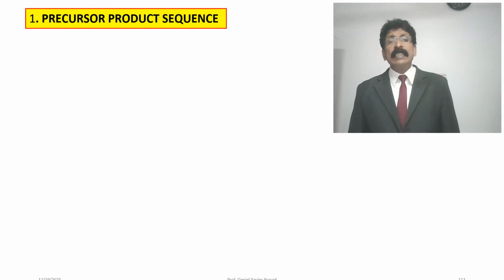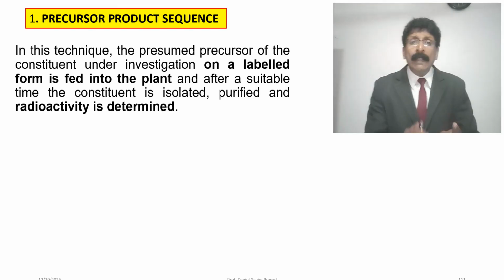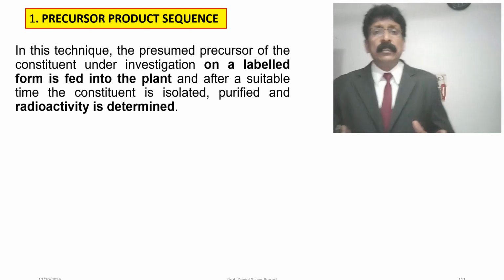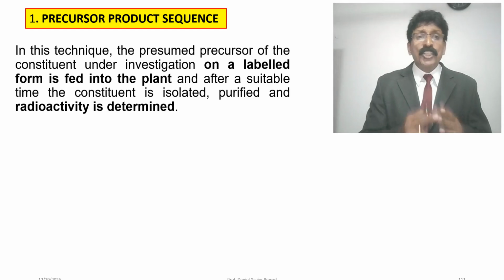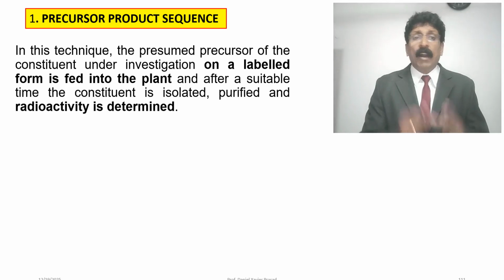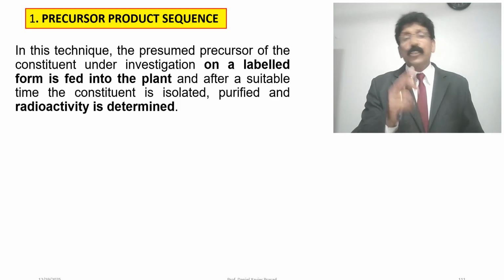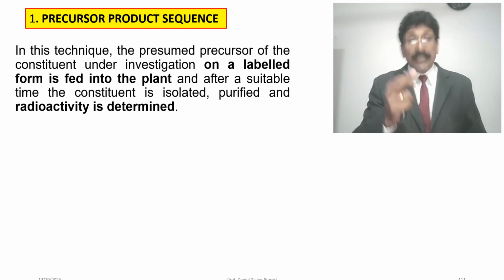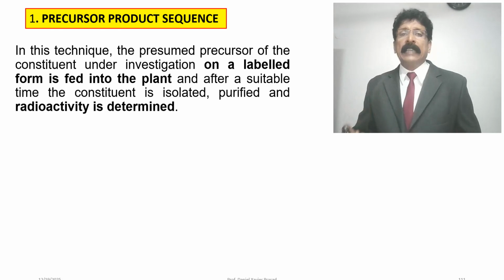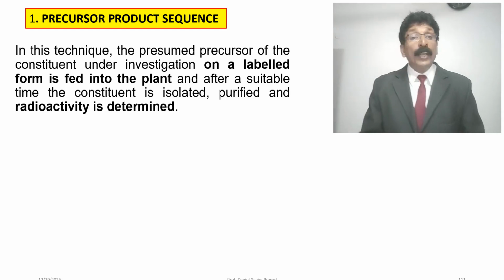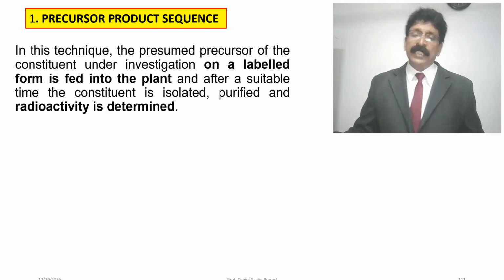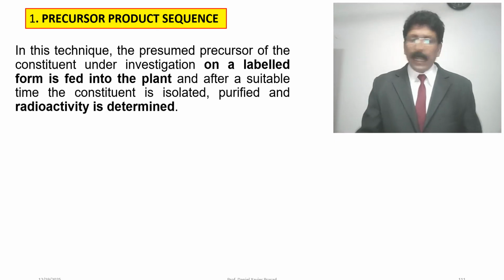In the precursor product sequence technique, the presumed precursor of a constituent under investigation, in labeled form, is fed into the plant, and after a suitable time, the constituent is isolated. You want to see what change has happened. It is purified, and radioactivity is determined by a Geiger-Müller counter, a scintillation counter, or any other means. Radioactive isotopes can be identified by mass spectrometry or NMR.